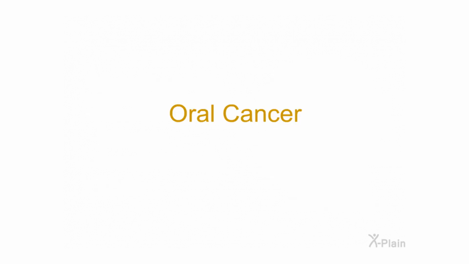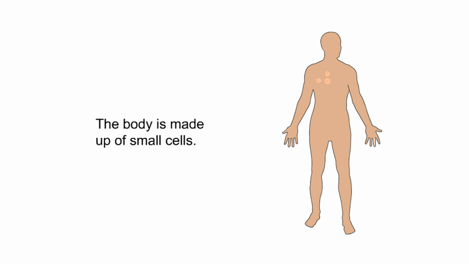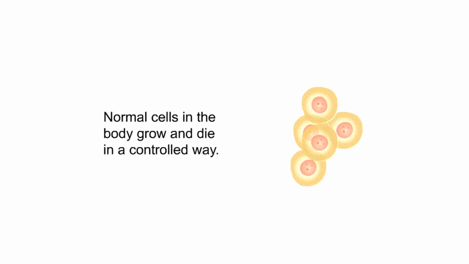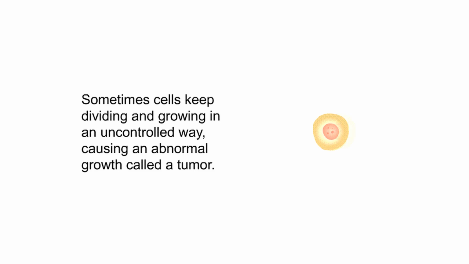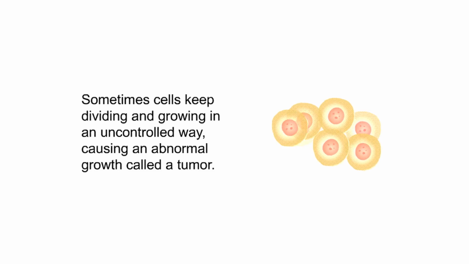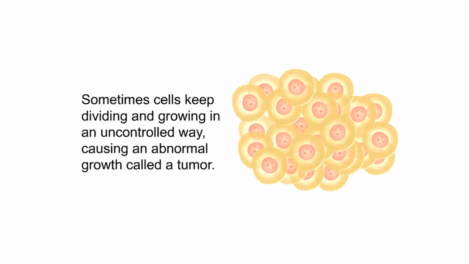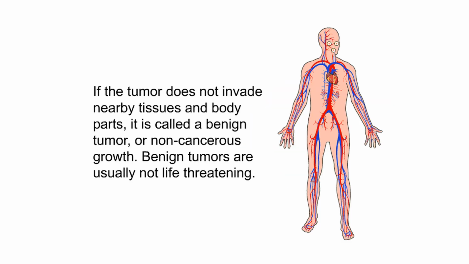Oral cancer. The body is made up of small cells. Normal cells in the body grow and die in a controlled way. Sometimes cells keep dividing and growing in an uncontrolled way, causing an abnormal growth called a tumor. If the tumor does not invade nearby tissues and body parts, it is called a benign tumor or non-cancerous growth. Benign tumors are usually not life-threatening.